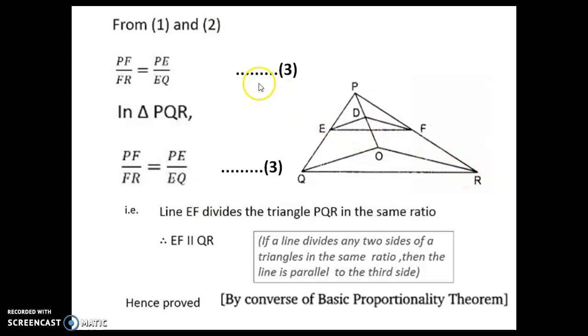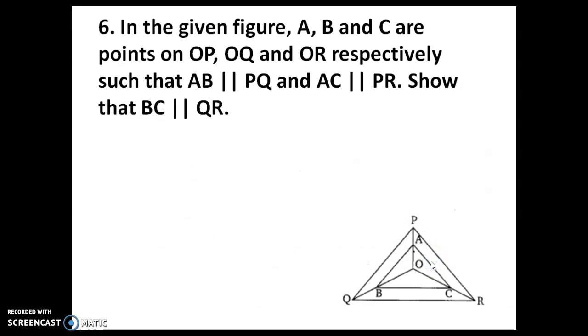Understood? So we started with this triangle and one more triangle. By that we got this third equation. If you see for the whole triangle PQR, it shows that the ratios are the same. So by the converse of the theorem we can say EF is parallel to QR. Understood? Moving to the next problem.